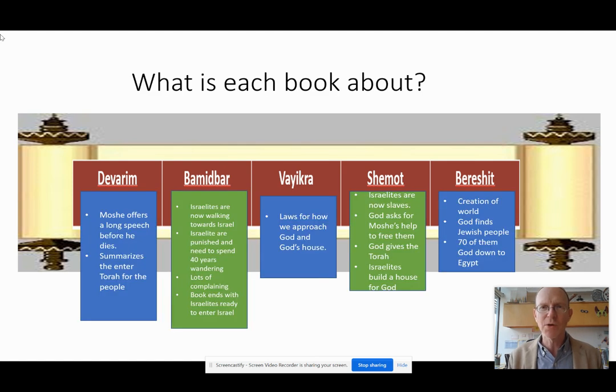And each of those books, of course, has different parts of the Torah, going from the creation story to God finding the Jewish people, God sticking with the Jewish people when they are slaves in Egypt, actually God forgetting about them for a while, and then remembering them, getting them out of Egypt, and walking towards the promised land with the help of this leader named Moses, who dies at the end of our story.